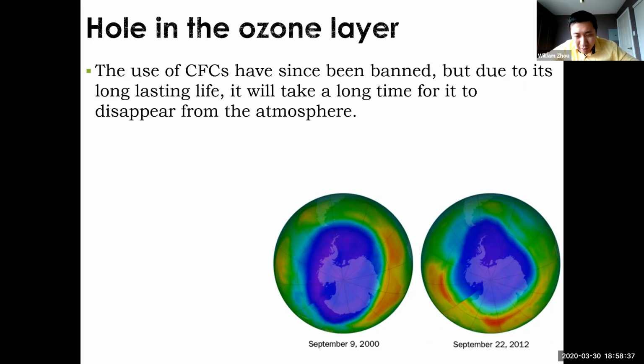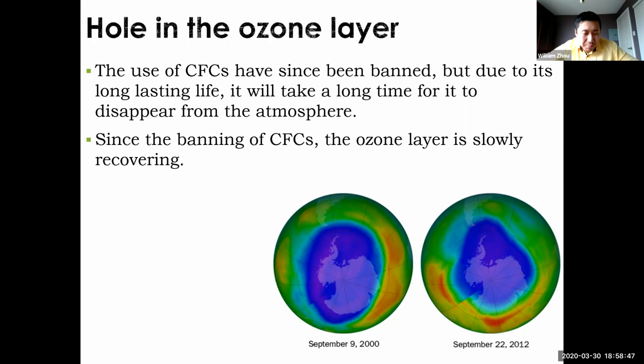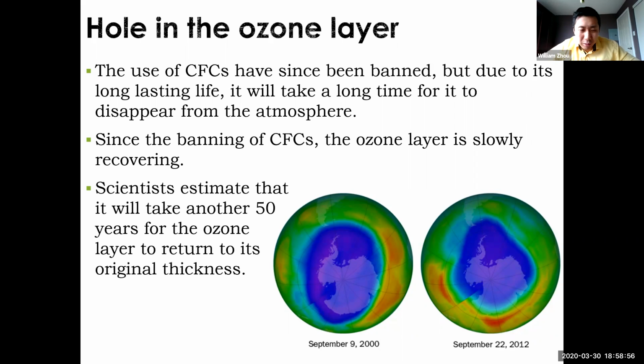Because we observe an increase in the amount of ozone in the atmosphere recently. Compared to that of 2000, the hole is getting smaller, right? Mainly because we stopped emitting it, and that is slowly decomposing in the atmosphere. So in around 50 years or so, we expect our ozone layer to come back, like fully.